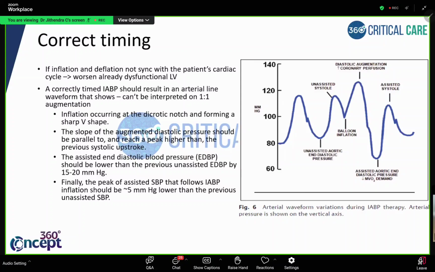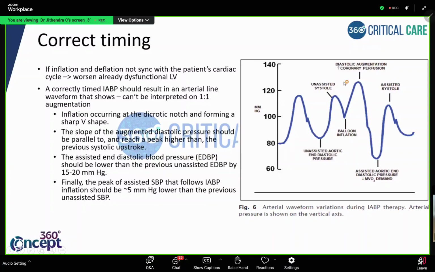So where should the inflation happen? This is the arterial trace. The inflation should happen at the dicrotic notch. You'll see a sharp V there, which means that the augmentation is absolutely fine. After that you'll reach the diastolic augmentation, that is the peak. That will be higher than your previous unassisted systole. This is your unassisted systole, and this is also an unassisted systole. So your diastolic augmentation will be more than your unassisted systole.